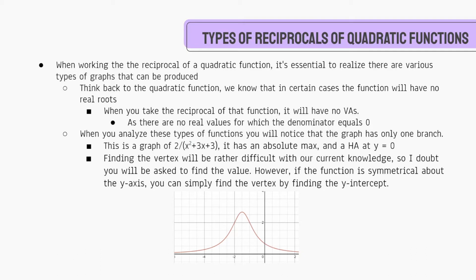in your classroom. However, if we were to move this function over here, and we had something symmetrical about the y-axis, that makes our life so much easier, because now we could simply find the vertex by finding the y-intercept. So we just substitute x equals 0 into the equation, and we find the vertex, and we're done describing the graph.